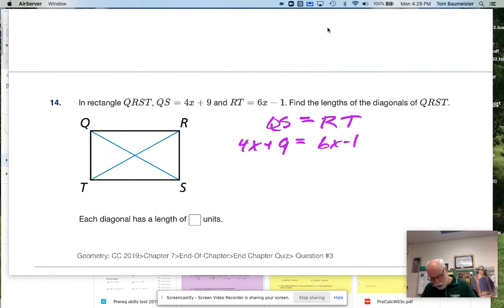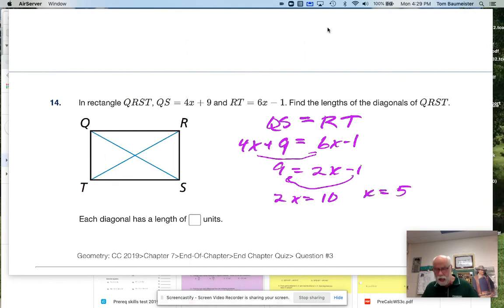All right, I'm going to move that 4x over there. So 6x minus 4x is 2x, minus 1 is equal to 9. I'm going to move the 1 over there. So now I'll get 2x is equal to 10. And then I'm going to divide by 2. So x is equal to 5.